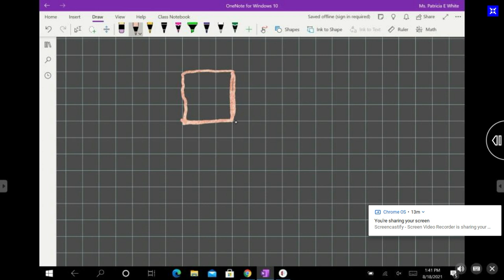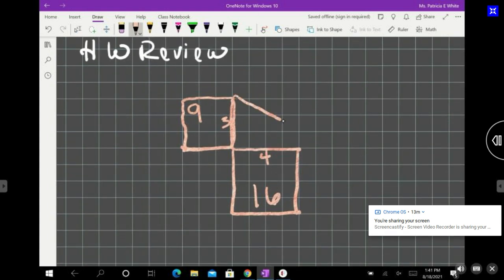And then if I have 4, and I do 4 by 4, so 3 gives me a 9 square, 4 gives me a 16 square. And what is 9 plus 16? Yep. 9 plus 16 is 25. That means that this square over here is going to have an area of 25.